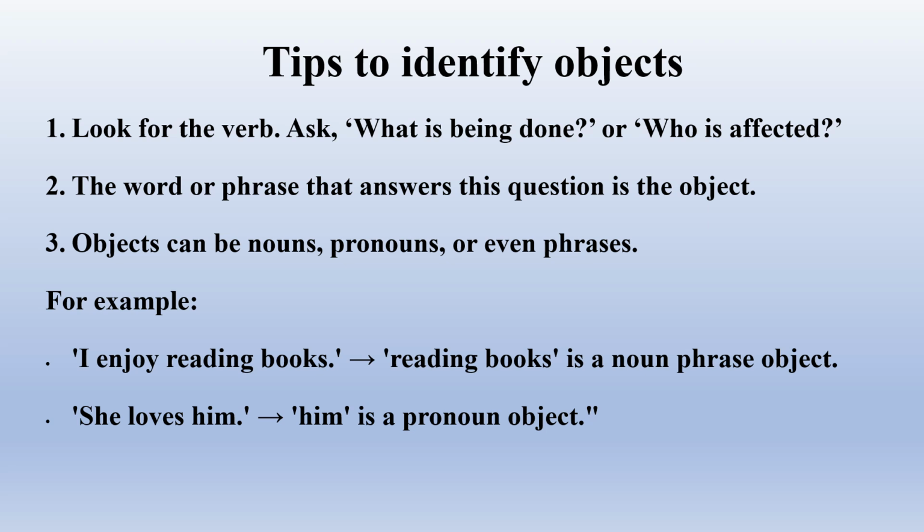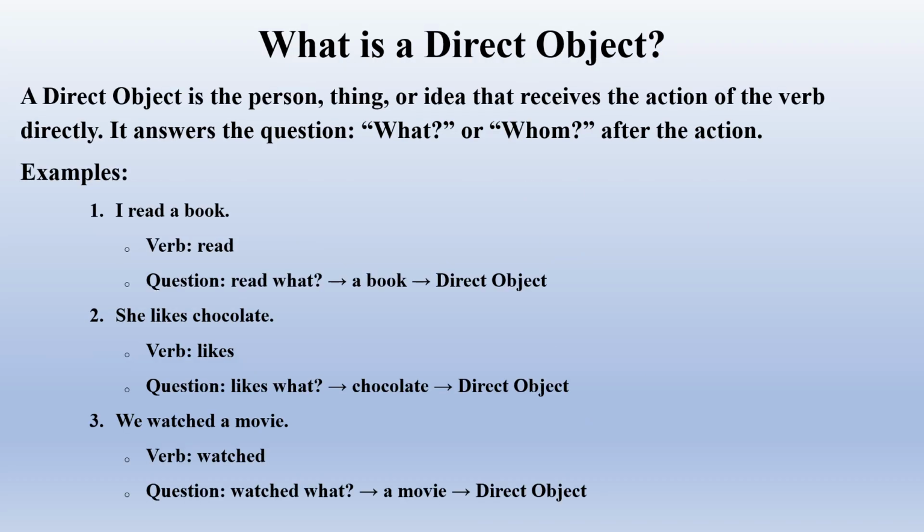For example, I enjoy reading books. Here, reading books is a noun phrase object. She loves him. Him is the object. Him is a pronoun object here. Now we know what an object is in a sentence.